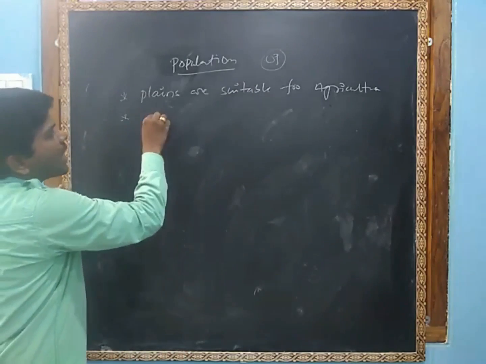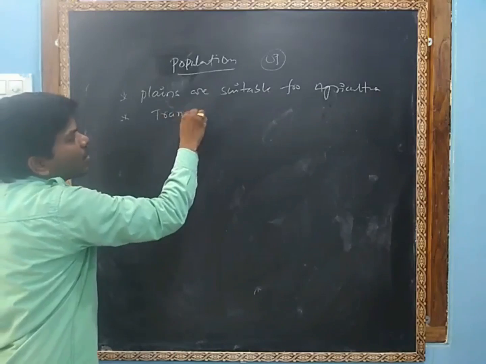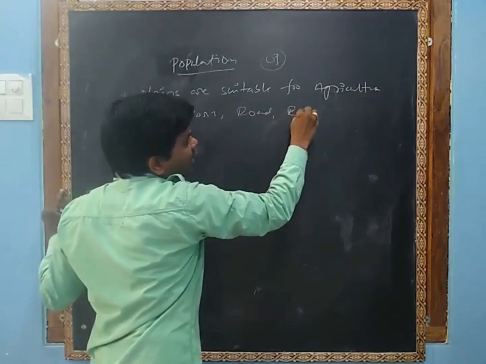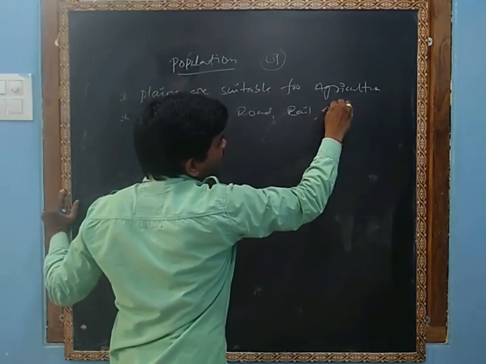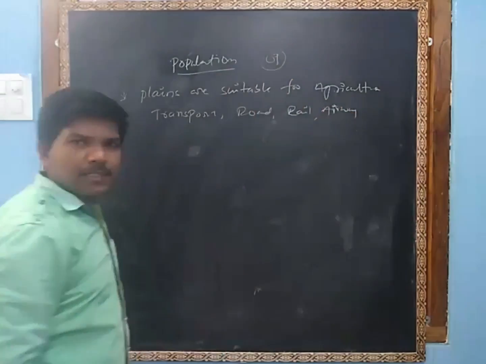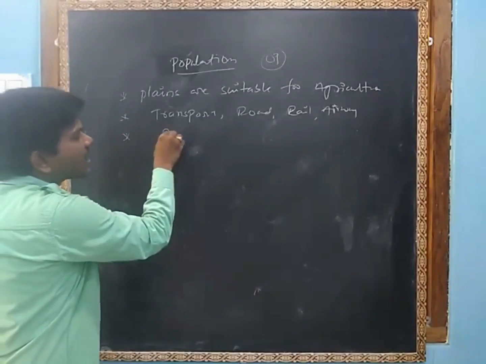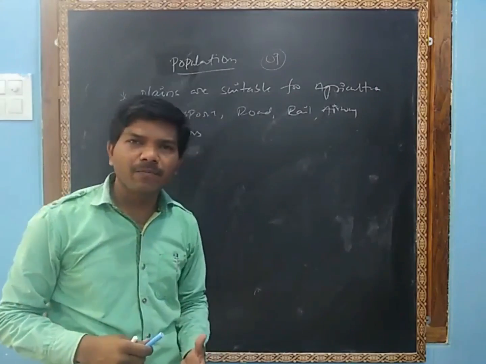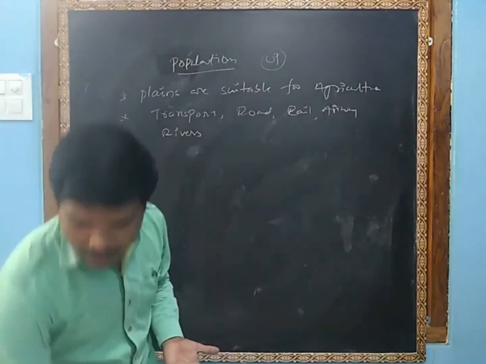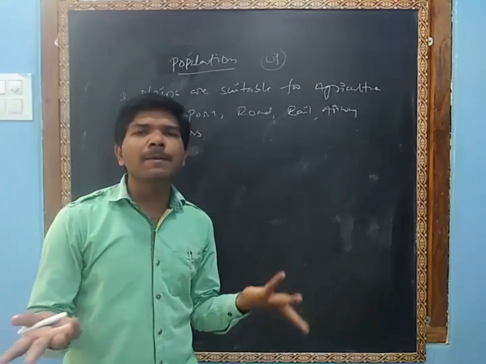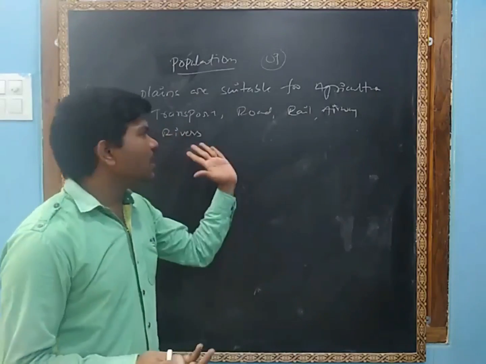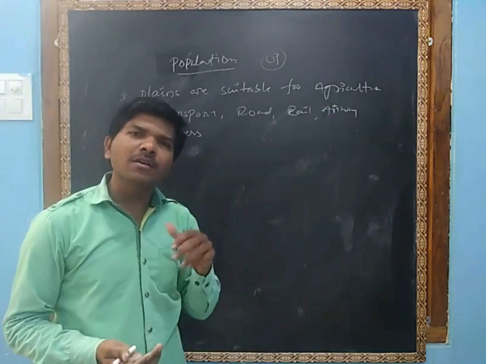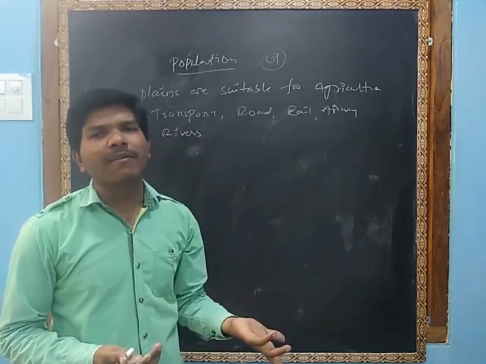And there is good transportation, like roadways, railways and airways, suitable in the plains. And rivers are available in the plains. Water availability is needed. Without water we can't live. For example, many people were not living in Rajasthan because they want water. They wanted to do agriculture, they want water. They wanted to drink, they want water. So there was no water availability.